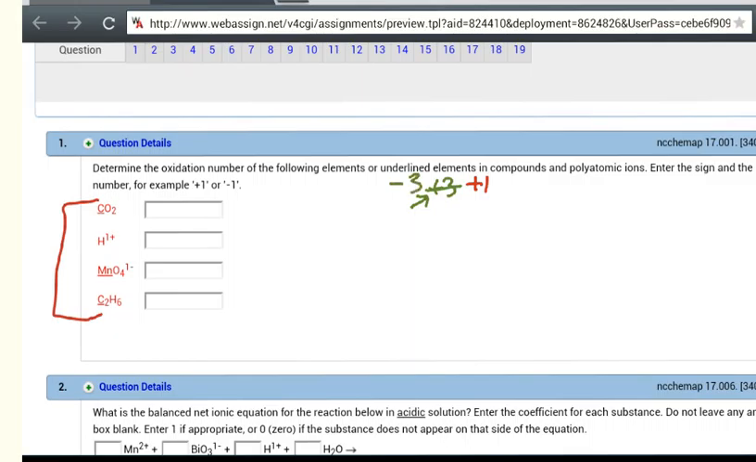Something's got to be positive and something's got to be negative. That's probably coming from the fact that a negative is on the left of the compound, and it usually isn't. But remember, it's not a charge, it's an oxidation state. So that's tip number 1.